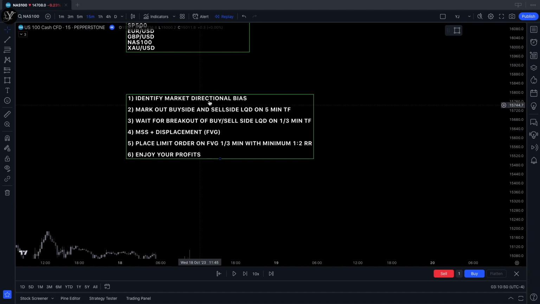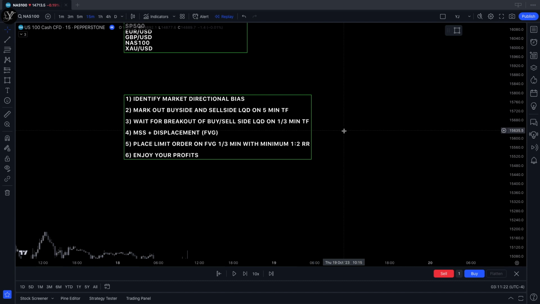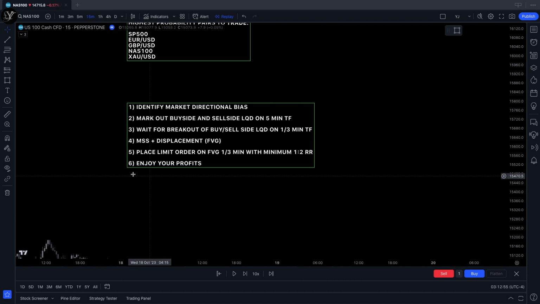and a displacement. So after our breakout of liquidity, we're going to wait for a market structure shift caused by a displacement, which is a fair value gap. Once we anticipate a fair value gap and a market structure shift, we're going to place our limit order off of our fair value gap on our 1-minute or 3-minute time frame, and we're going to want to bank in at least a 1 to 2 risk to reward. If a trade is less than 1 to 2 risk to reward, I would say keep away from it because it's not worth trading. And finally, for number 6, enjoy your profits.